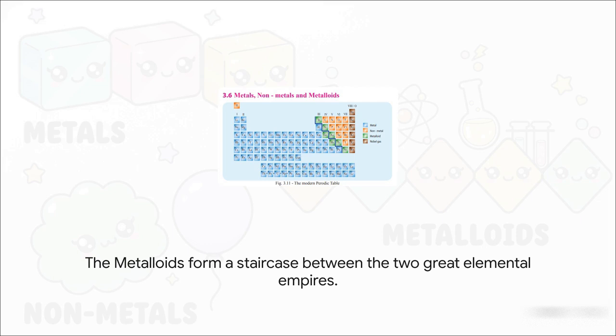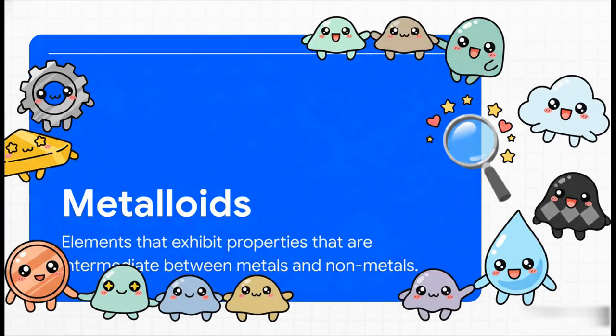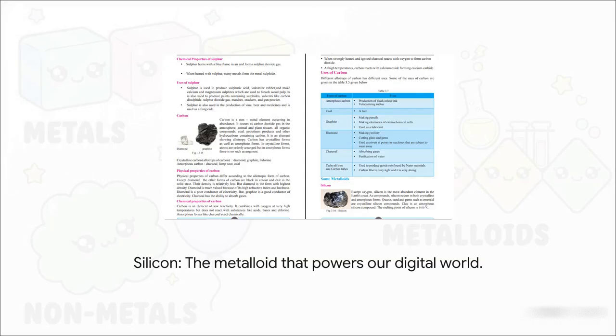These are the metalloids. You can think of these as the great compromisers of the periodic table. They're not quite metals, but they're not quite non-metals either. They basically have a foot in both worlds, borrowing some properties from each side of that staircase. And the undisputed king of the metalloids, the most famous of them all, is this guy right here.